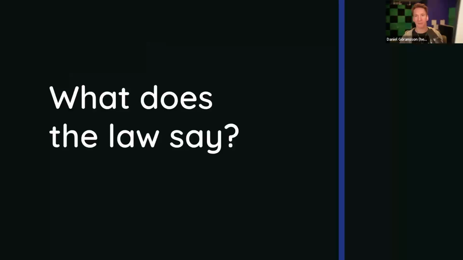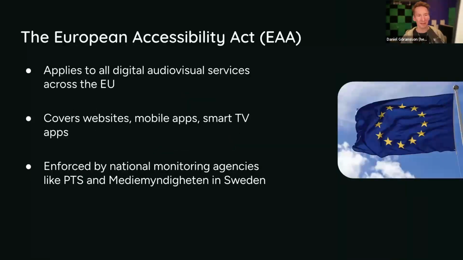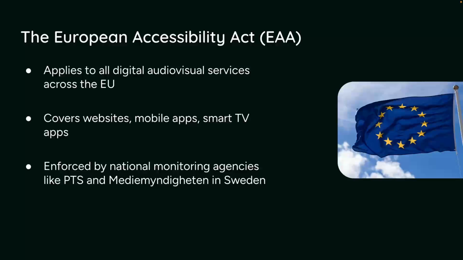So what does the law say? Well, the European Accessibility Act. I'm not going to talk too much and too boringly about the law, but I think it's important to understand that the European Accessibility Act, EAA, came into force this year, 2025, on June 28th. And it basically says that it applies to all digital audiovisual services in the European Union. So if you have an audiovisual application, like a TV app, and you have customers and it's available in the EU, then your app has to be accessible according to the European Accessibility Act, right?